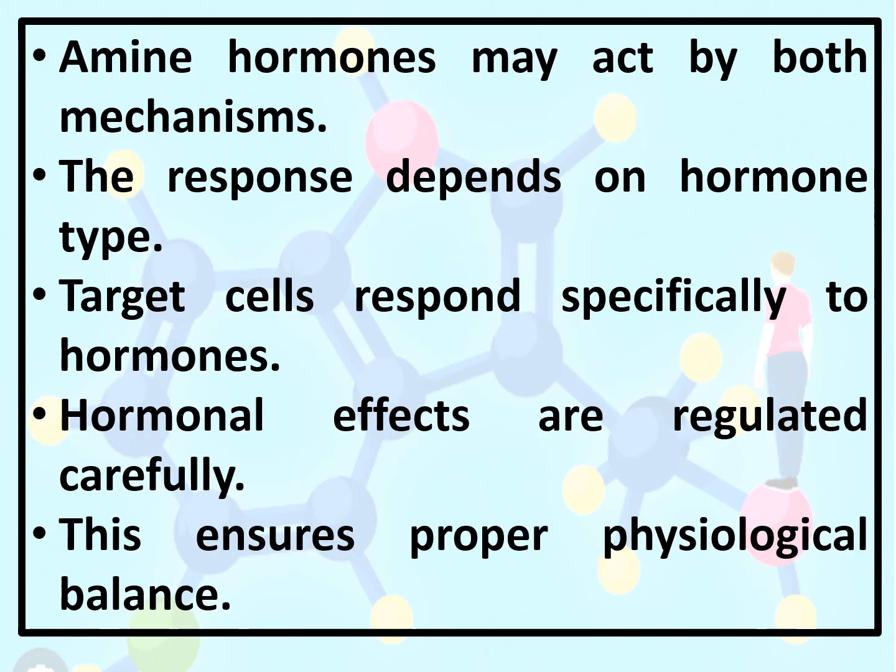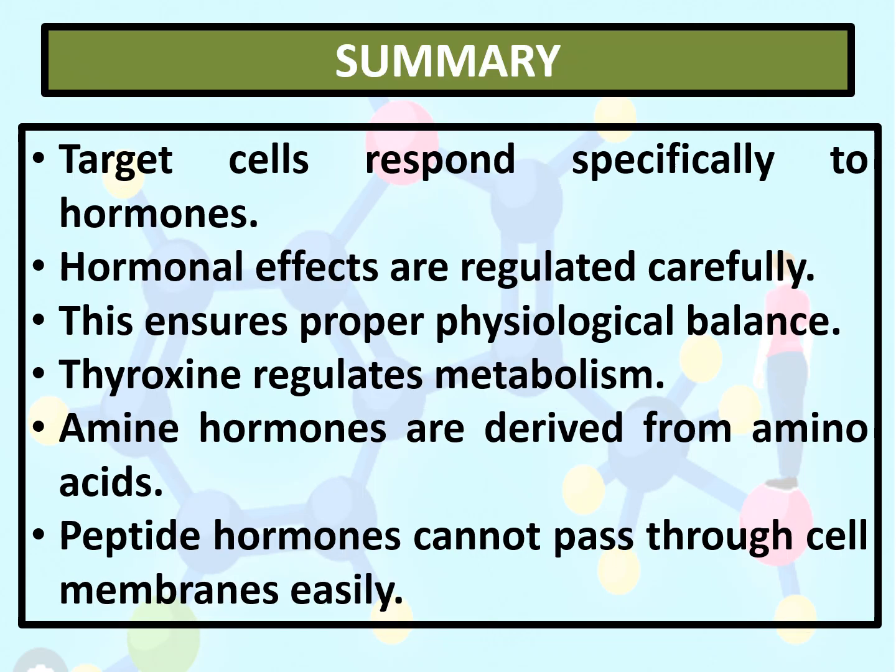And finally, amine hormones may act through both mechanisms, depending upon the hormone type and the target cells, which respond specifically to these hormones. So if the peptide hormone mechanism is required, they will undergo that. If the fat soluble hormone mechanism is required, they will undergo that. Thus, hormonal effects are regulated very carefully, and this ensures proper physiological balance. Summing up, the target cells respond specifically to the hormones, and the hormone effects are regulated very carefully. This ensures proper physiological balance.